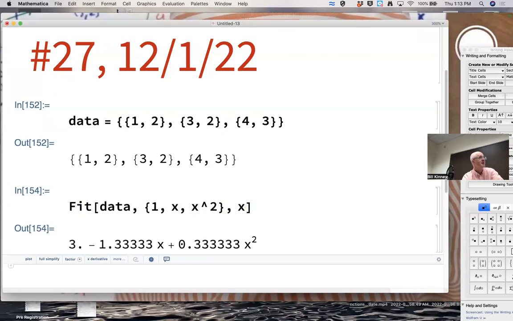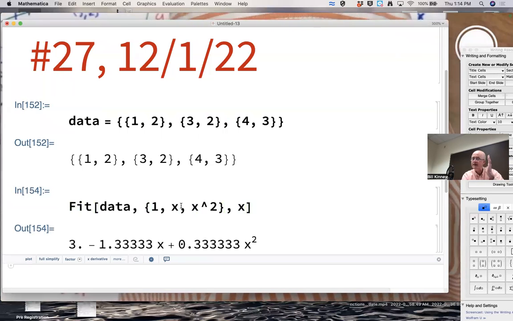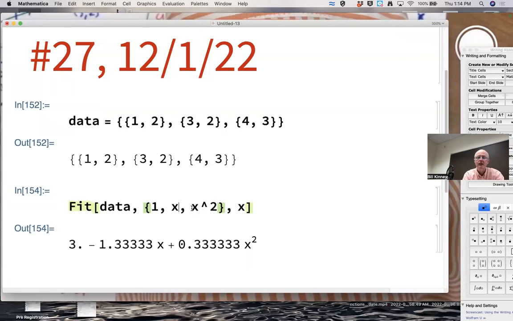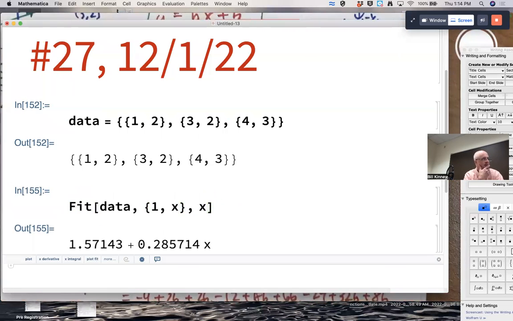In fact, it should go through exactly through the points, because it's 3 points that are not all on a line. They would be on the same parabola. They're not all on the same vertical line either. But I'm after the line of best fit, and so I can do that.